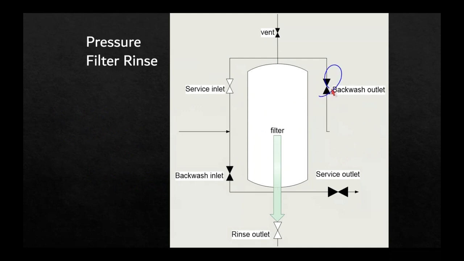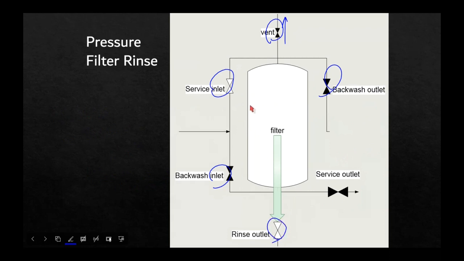So we'll close the backwash outlet. We'll close the backwash inlet. We open the service inlet. And we'll vent it, get any air that may have accumulated. Close the vent, and open the rinse outlet.